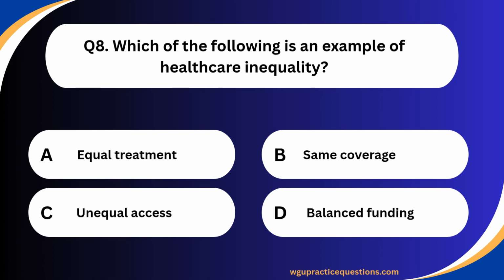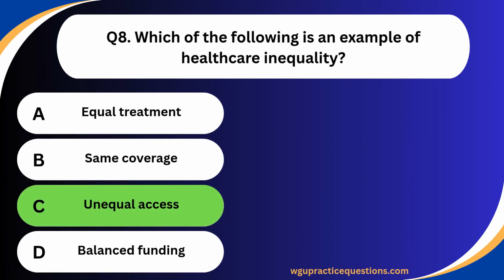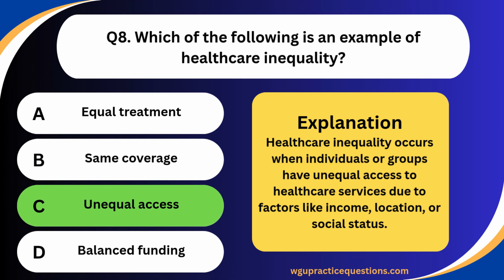Question 8. Which of the following is an example of healthcare inequality? A. Equal treatment. B. Same coverage. C. Unequal access. D. Balanced funding. Which one is the correct answer? The correct answer is C. Unequal access. Explanation. Healthcare inequality occurs when individuals or groups have unequal access to healthcare services due to factors like income, location, or social status.